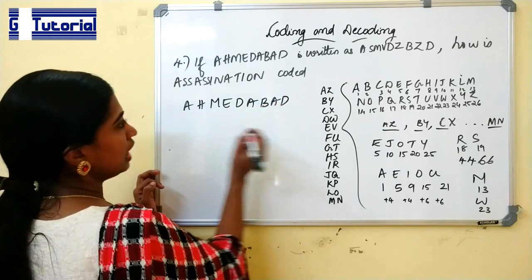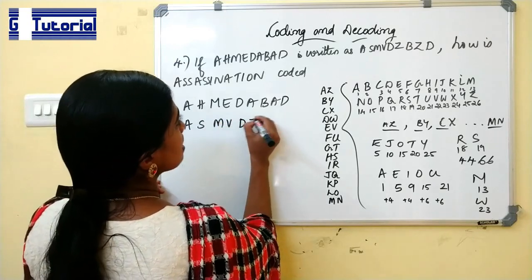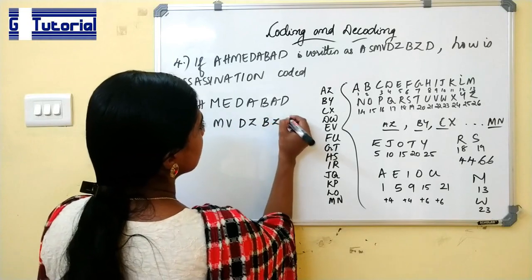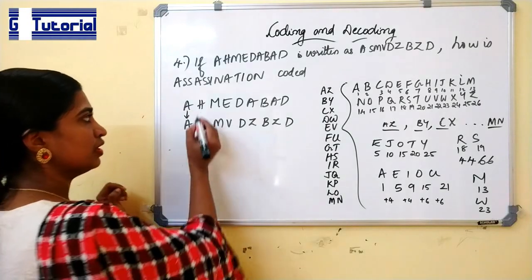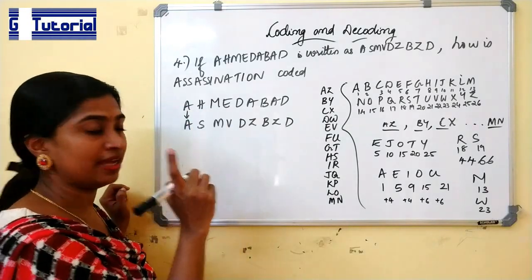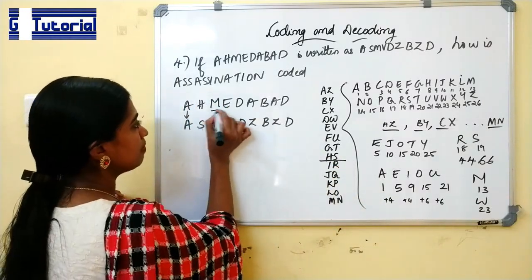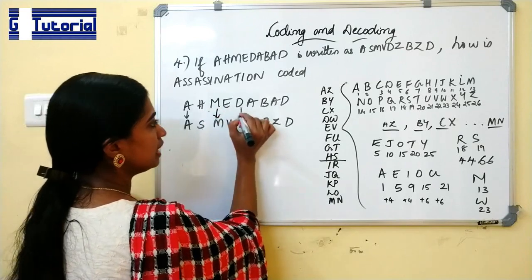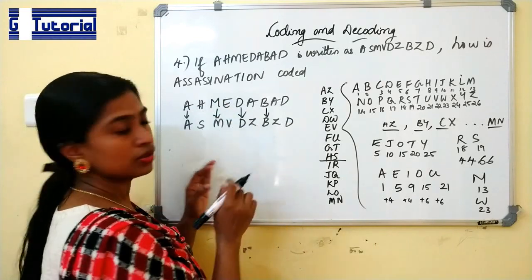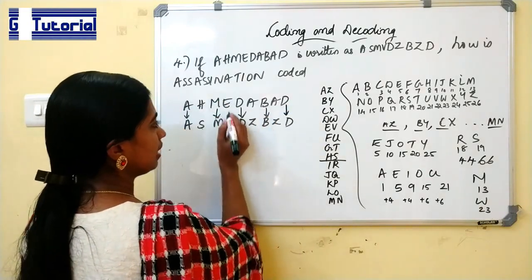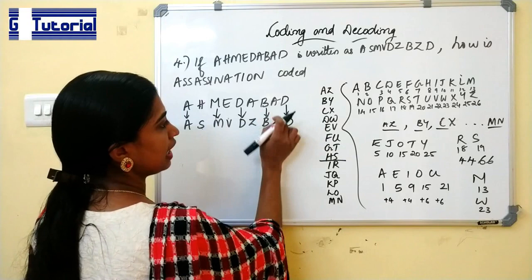A-H-M-E-D-A-B-A-D is the actual word. And its code is A-S-M-V-D-Z-B-Z-D. Now if you are checking, the code for A is A itself. H and S, it is a pair. High school. The pair of H appears here. Next is M as such. D is as such. That is, alternately the letters are the same as the code. And in between, the pairs appear. Even A and Z, A and Z.